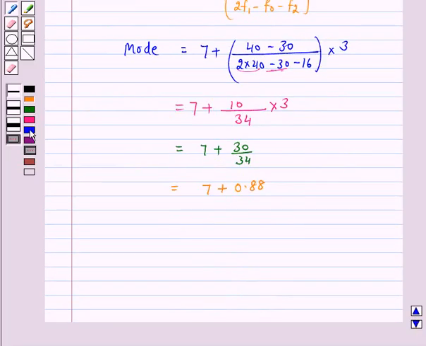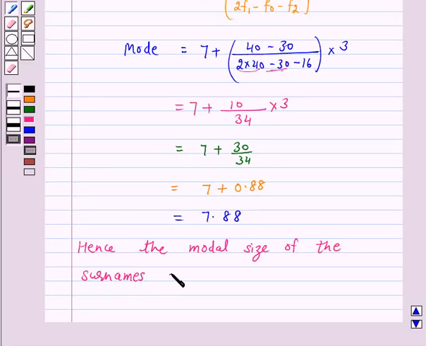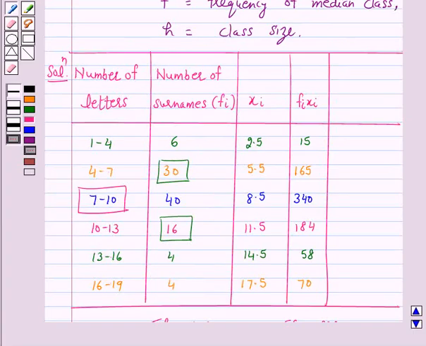and this is equal to 7.88. Hence the modal size of the surnames is equal to 7.88. Now, to find median, we will first find the median class. For median class, we have to find the cumulative frequencies of all the classes. So, let us make a column for cumulative frequency.